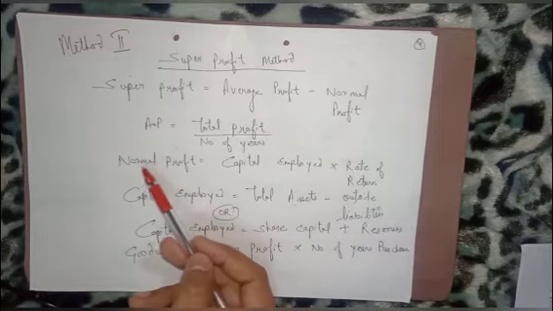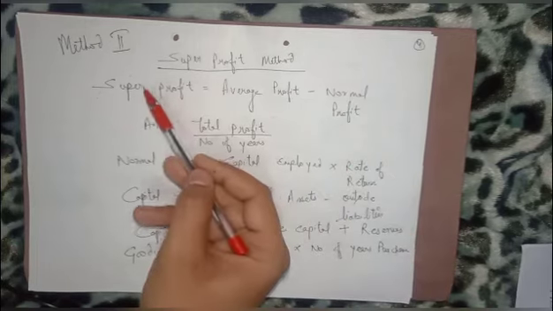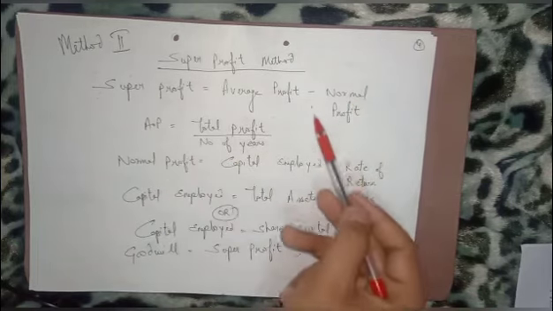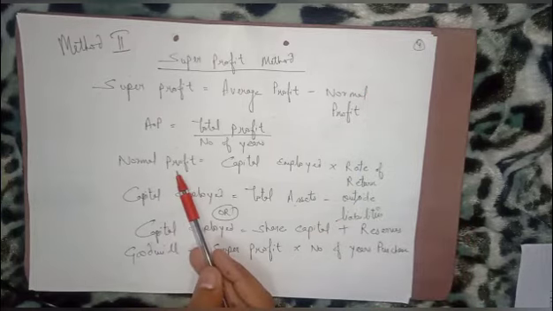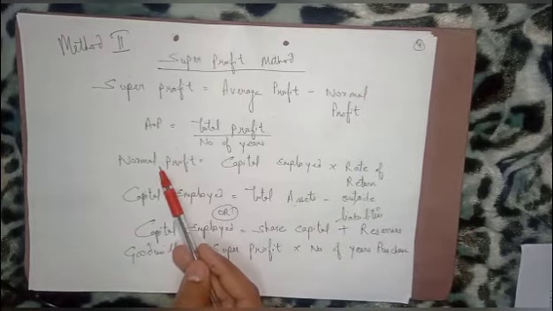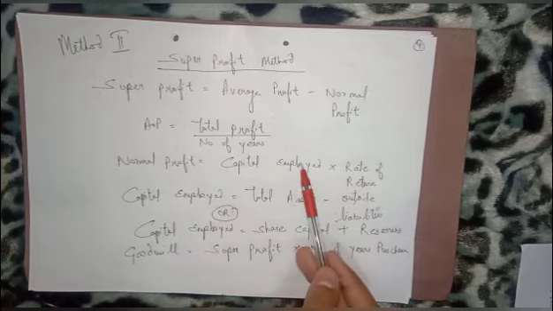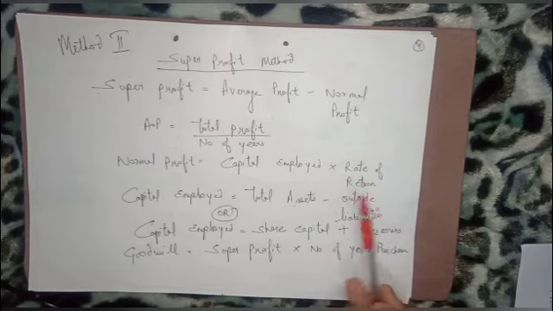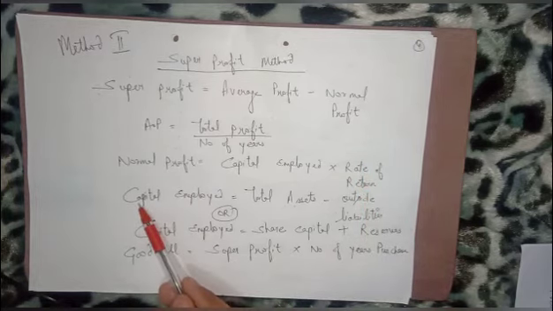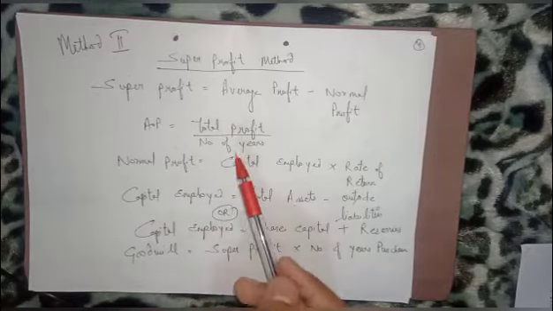Then, because ultimately in this formula there is a need for the normal profit value, how will we calculate the normal profit? We will use this formula: normal profit is equal to capital employed multiplied by rate of return. After that we need to calculate capital employed also. Capital employed means the amount which you are investing in the business.